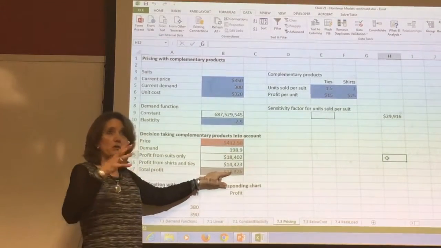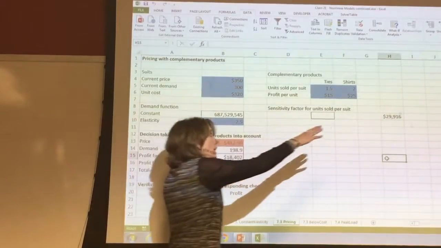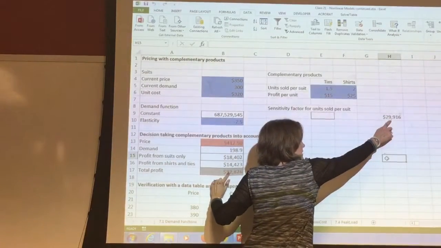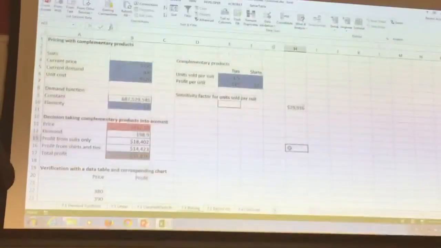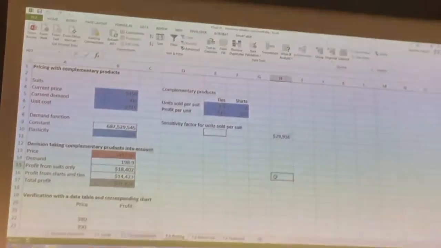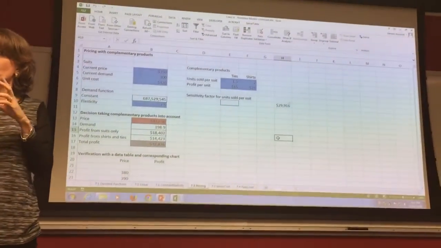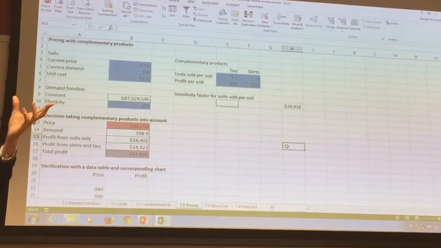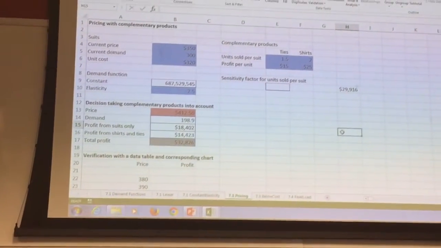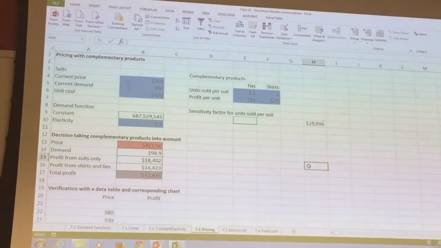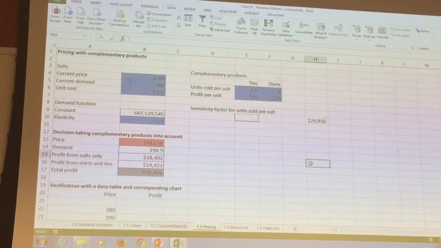If I ran the model and didn't take the other into account, I lose out on, see the $29,916? I lose out on almost $3,000 worth of profit that it could have had if I had priced the suits fully taking into account the fact that other things were being sold too. So if I'd fully taken all that into account, then I would have priced them accordingly, and then I would have actually made more money, because I would have drummed up more demand and more things would have been sold. Does that make sense?